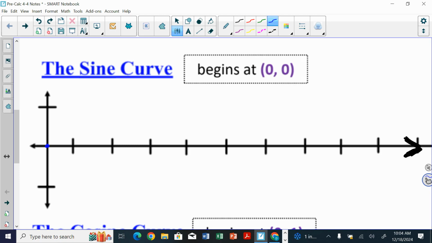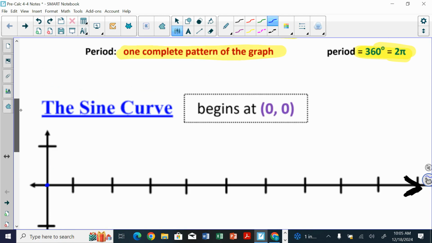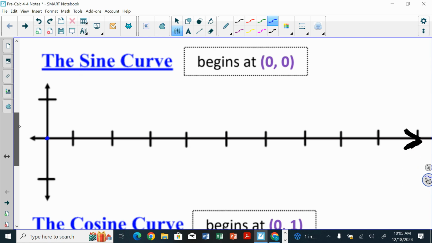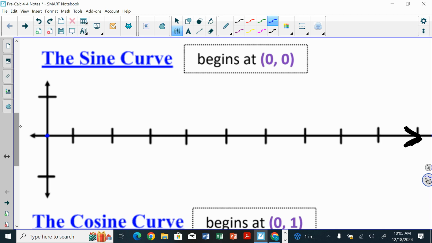We know that we've got a period of 360 degrees. So if each of these is half a pi, so if this is pi over 2 and this is pi, then this would be 2 pi or 360 degrees. That's what we're trying to see there. The graph should start repeating after that.